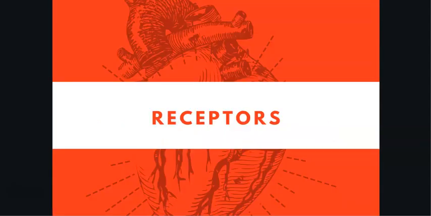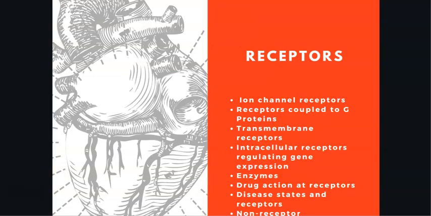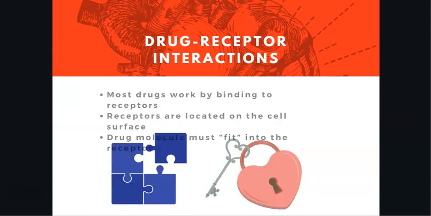Okay, and now we're going to move on to receptors. There are several different receptors: ion channel, transmembrane, enzymes, drug action that happens at receptors, disease states of receptors, and non-receptor mechanisms. So we're going to go over a little bit about drug receptors in this introduction, okay?